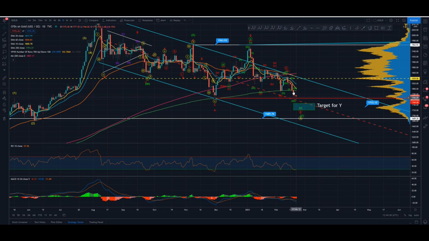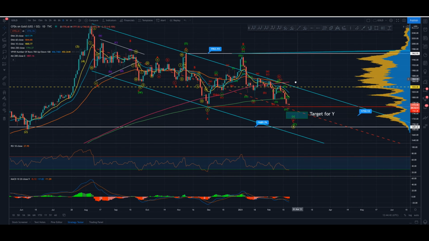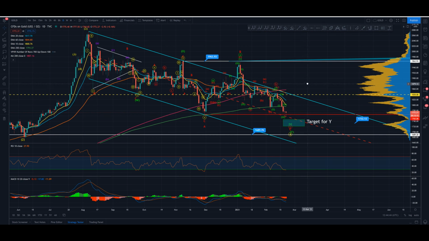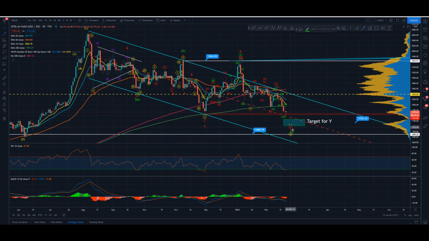But the count suggests that yes, we might move down a little bit lower, but then it could complete a long sideways double combination correction, and then we'd come out of here in a hurry. Like boom. You know? So we've just got to keep an eye on it now, guys.